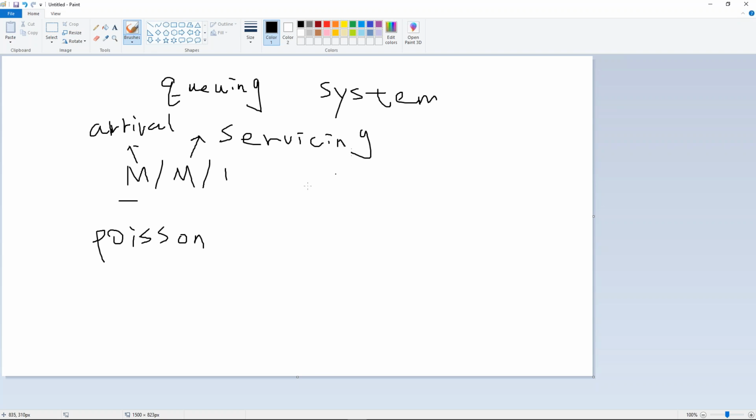This servicing process essentially says that the servicing also takes an exponential amount of time. In other words, it follows an exponential distribution. To be precise, we should say that the servicing time follows an exponential distribution. That is essentially saying that for different customers, you may take a different amount of time, but the distribution of that time is exponential.